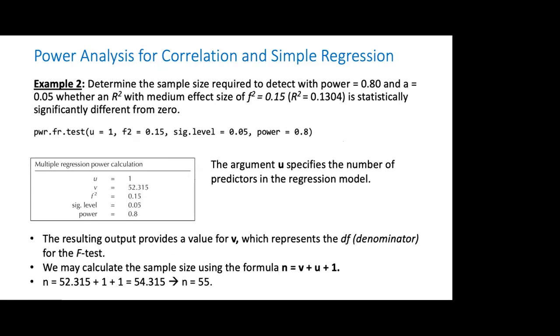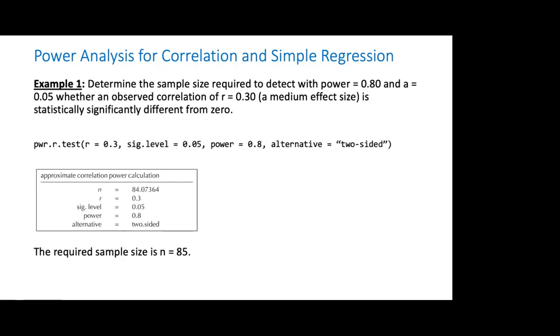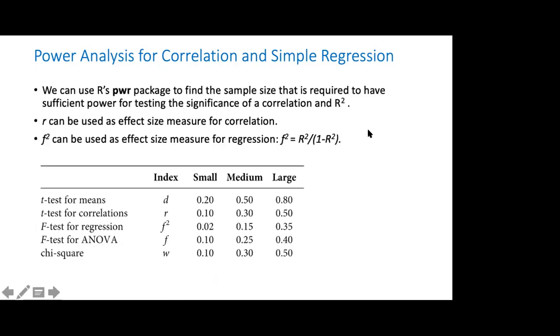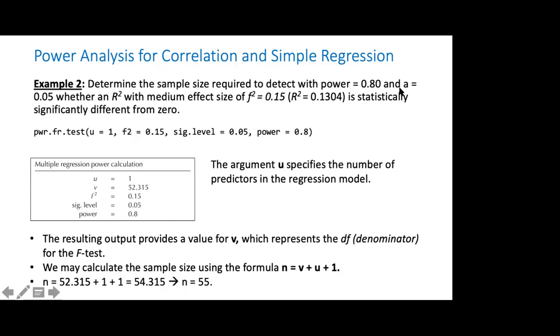The only thing is you have to do a little bit of mental arithmetic. Assume you want to determine the sample size that is required to detect, again with a power of 0.8 and an alpha of 0.05, an R squared with a medium effect size. The medium effect size is 0.15, which corresponds to an R squared of 0.13. So just calculate that based on this formula here. That's the only thing that you need to convert.